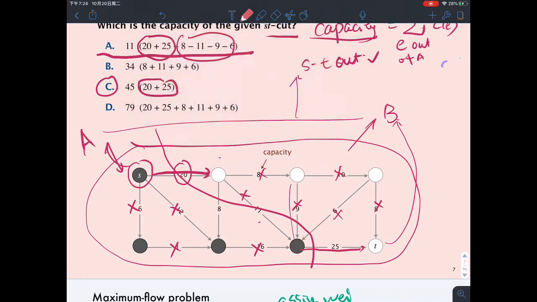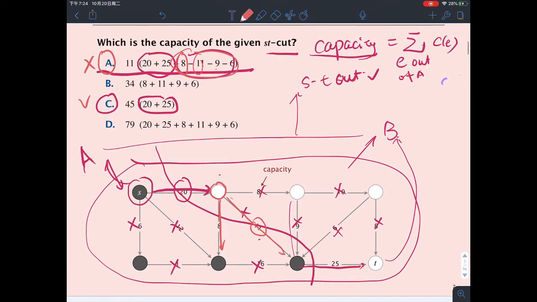But let's also look at A. A says that we not only look at the 20 and 25, we also subtract everything that's coming back, right? For instance, there's an edge that's moving from B to A. This contributes 8. There's another one moving from B to A. This contributes 11, and so on and so forth. So A's intention is to discount the things that are coming back. So A is incorrect, C is correct.